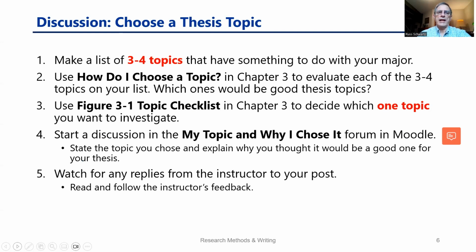Then go back and look at how do I choose a topic in chapter 3 to evaluate each one of these topics on your list. Which ones would be good thesis topics and which ones wouldn't? For those that would not be good thesis topics, cross them off your list. Then use figure 3-1 topic checklist in chapter 3 to decide which one topic you want to investigate. So you started out making a list of 3 or 4 topics that you were interested in. Now narrow it down using those criteria in the topic checklist to pick just one.